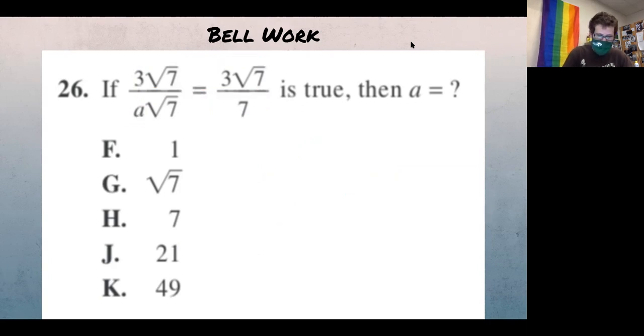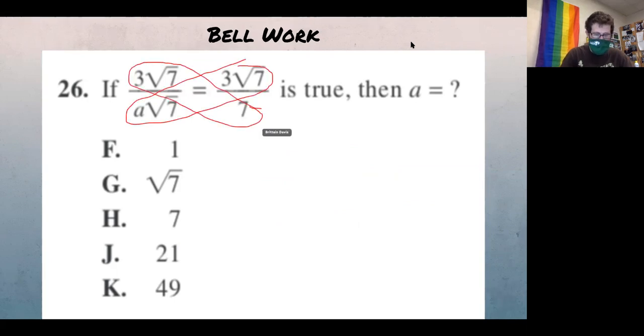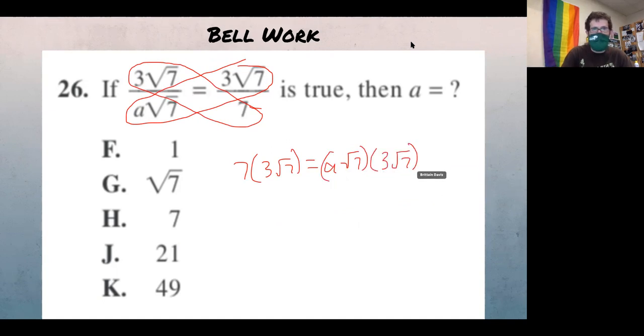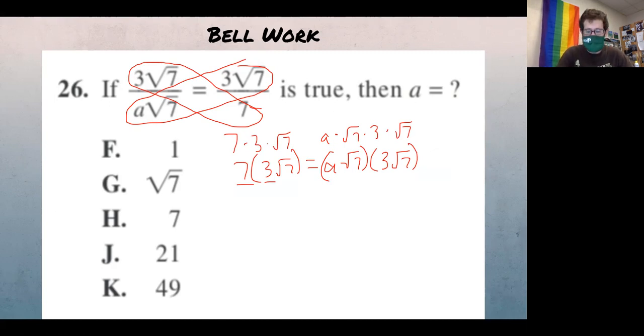Another thing you can do with this is you can see that this is a proportion. So if that's a proportion, why not do cross products? And that can be done. So if I do 7 times 3 square root of 7, and then I can get A square root of 7 times 3 square root of 7. All right, so the left side is a little more straightforward because I'm just going to multiply my two number terms together. Essentially what I'm doing on the left is 7 times 3 times square root of 7. And essentially what I'm doing on the right is A times square root of 7 times 3 times square root of 7. So there's no particular order that these have to be in.